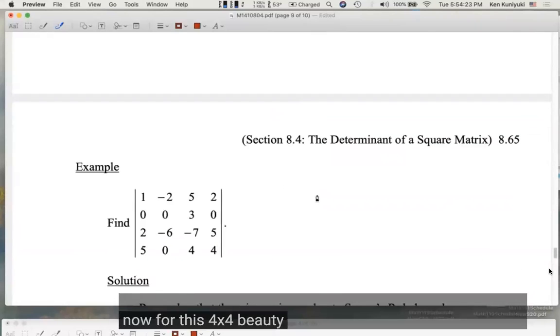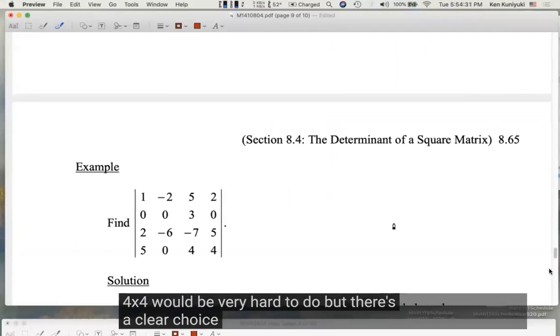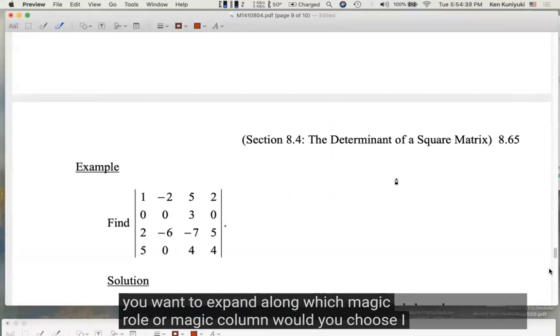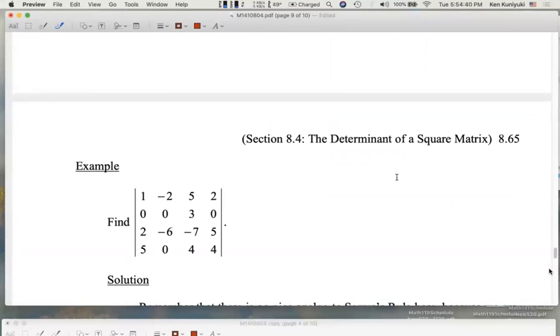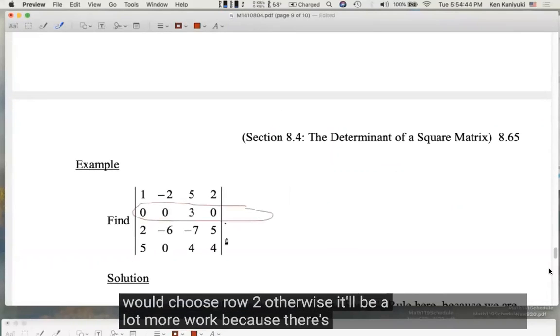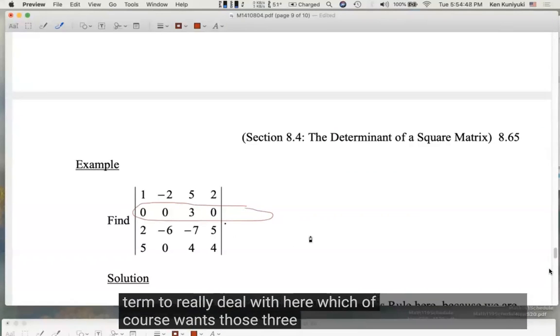Now for this 4 by 4 beauty, normally a 4 by 4 would be very hard to do, but there's a clear choice for which row or column you want to expand along. Which magic row or magic column would you choose? I would choose row 2, otherwise it'll be a lot more work because there's only one term to really deal with here, which corresponds to the 3.